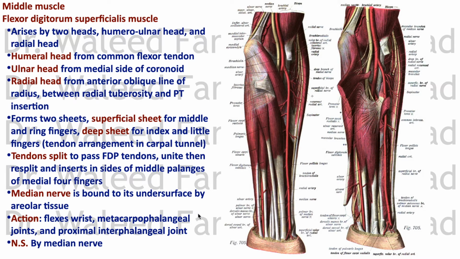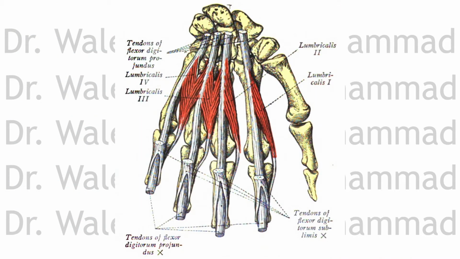The action flexes the wrist, metacarpophalangeal joints, and proximal interphalangeal joints. Why not the distal interphalangeal joints? Because it does not reach the distal phalanx, only the middle phalanx. Except for the muscle that reaches the distal phalanx, which will flex the distal interphalangeal joint. The nerve supply is by the median nerve. Okay. See here, just to show you the splitting of the tendon of flexor digitorum superficialis to allow for the passage of the tendon of flexor digitorum profundus.